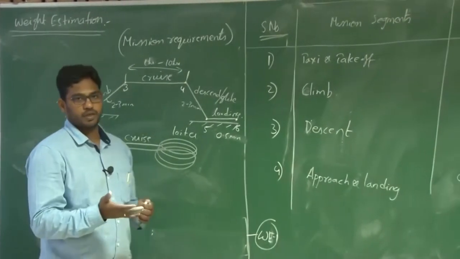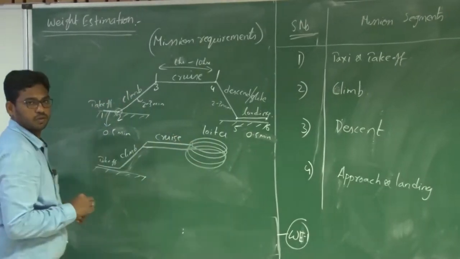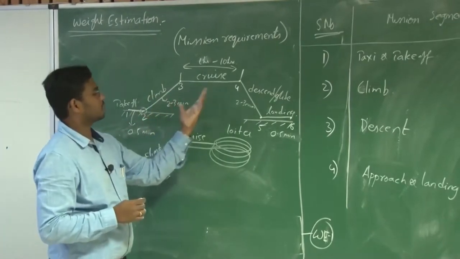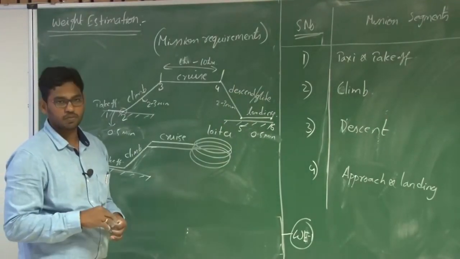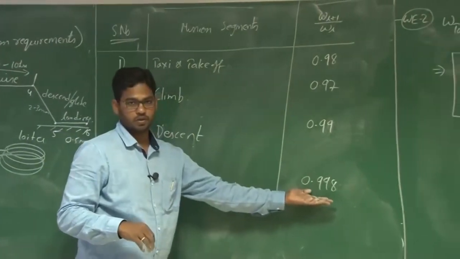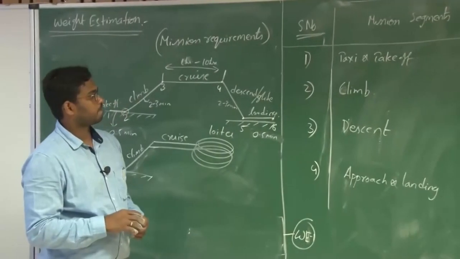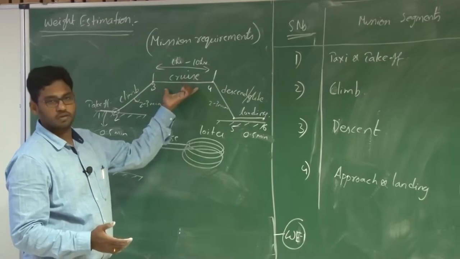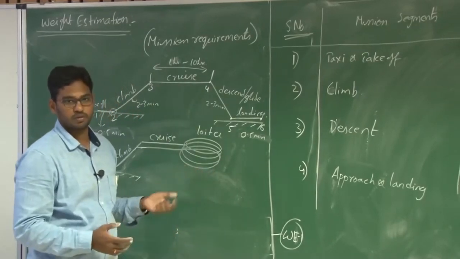Compared to overall takeoff weight, the fuel weight consumed is very, very less. Similarly, you can see for the climb, it is also 0.97, for descent it is 0.99, and for approach and landing it is 0.99. So here it is almost closer to 1. The major difference for each and every design will come due to the cruise and loiter. That is a major segment of your mission, right?